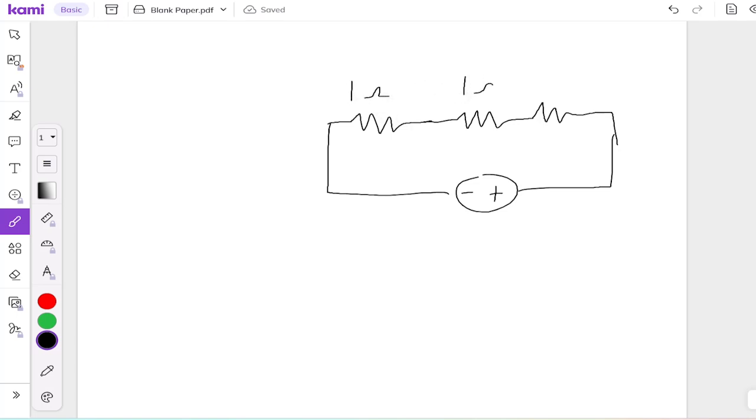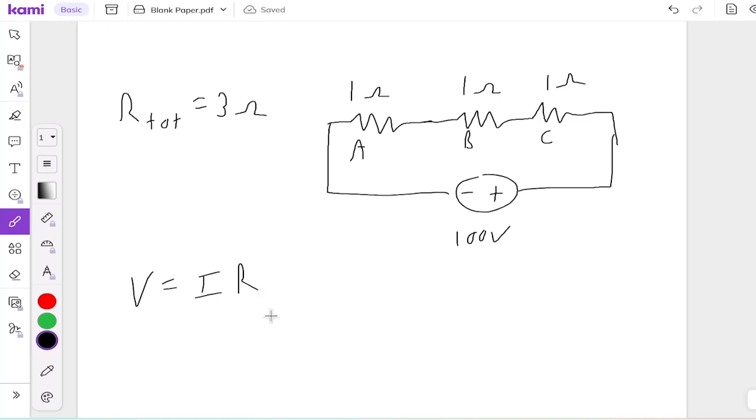The good news is if I remove bulb D, this is my circuit. Here's A, here's B, here's C. All the numbers are the same. And finding total resistance is actually really easy. It's just 3 ohms. 1 plus 1 plus 1. Which means when I do V equals IR for the battery, voltage is 100. Current is what I'm solving for again. Resistance is the total 3. So in other words, I equals 33.3 amps.